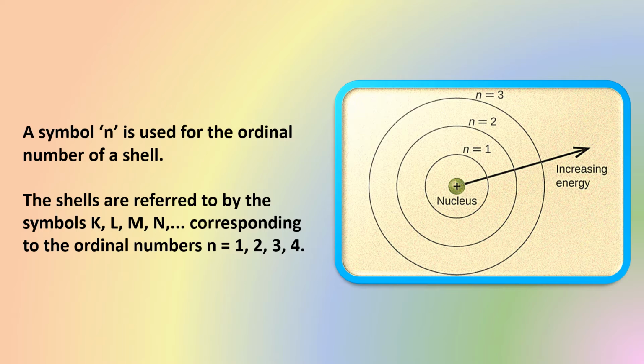Then you see shell 1, which has the ordinal number n equal to 1. The second shell where n is equal to 2. And the third shell where n is equal to 3. And starting from the first shell, we call the first shell K shell, second shell the L shell, third shell the M shell, fourth one the N shell, and if there are more, it will continue K, L, M, N, O, etc.